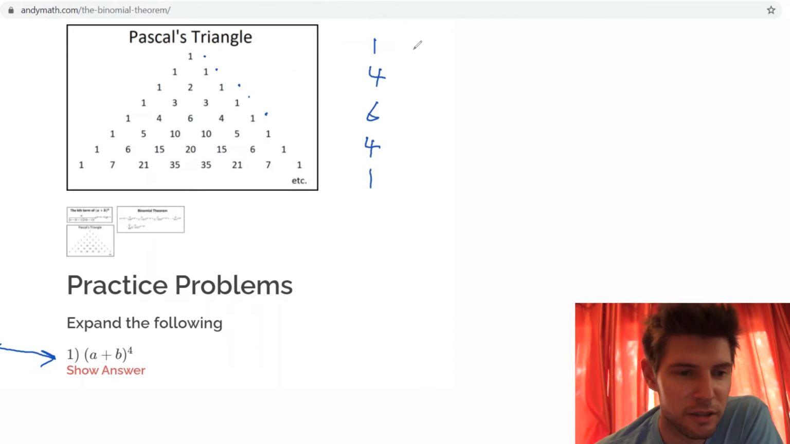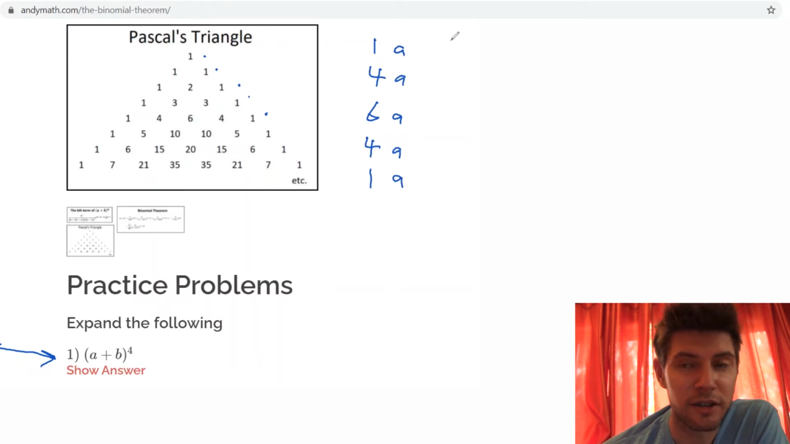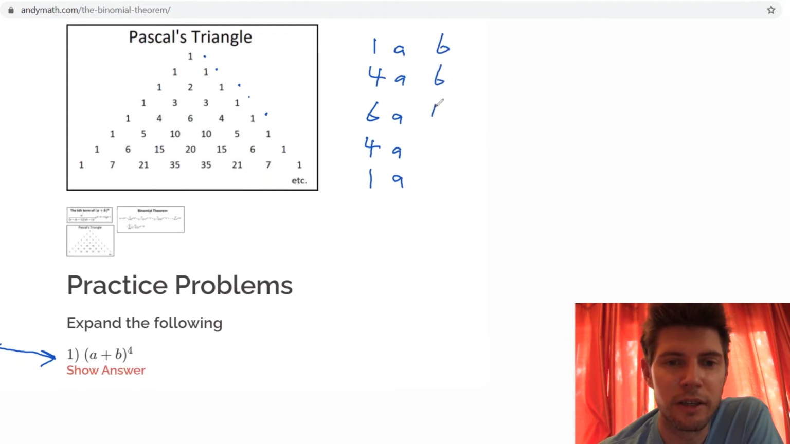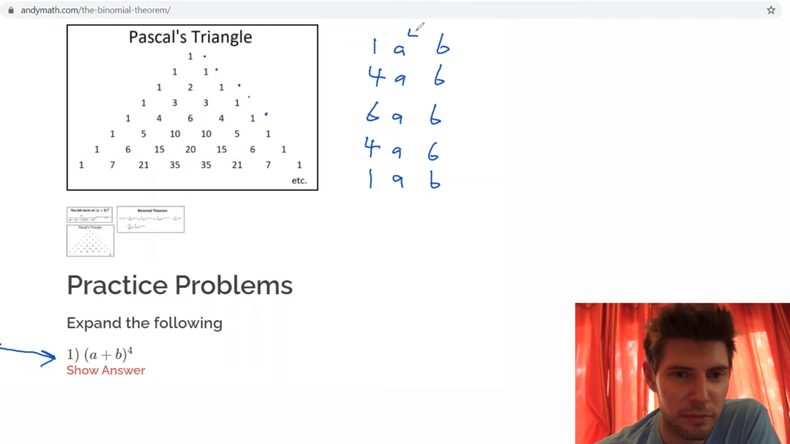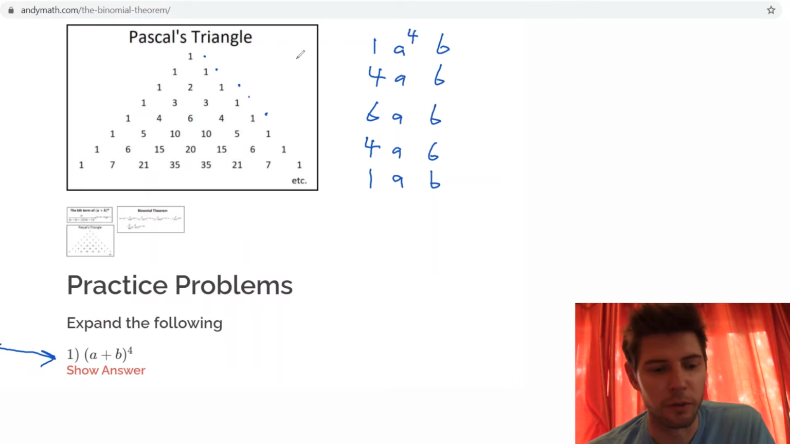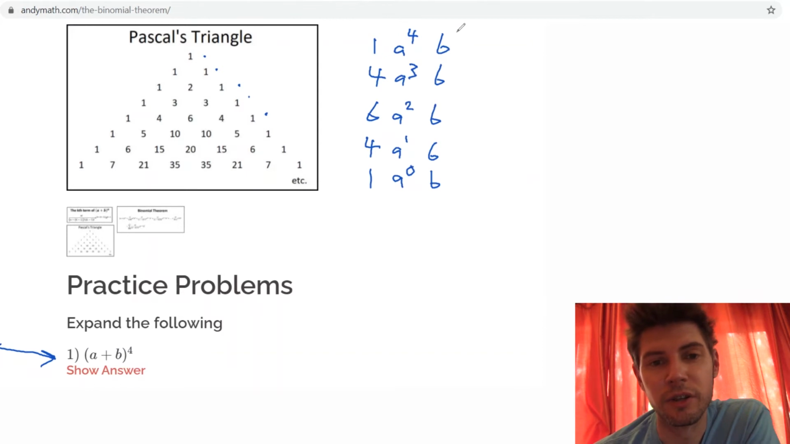For the next step, I like to write the first term 5 times. A. And then I'll write the second term 5 times. B. Then we give them their exponents. This a is going to be to the fourth, and that fourth comes from the fact that it's a plus b to the fourth. Then we go down 1 each time. And then we do the same thing here, but this time we're going to start at 0 and go up.